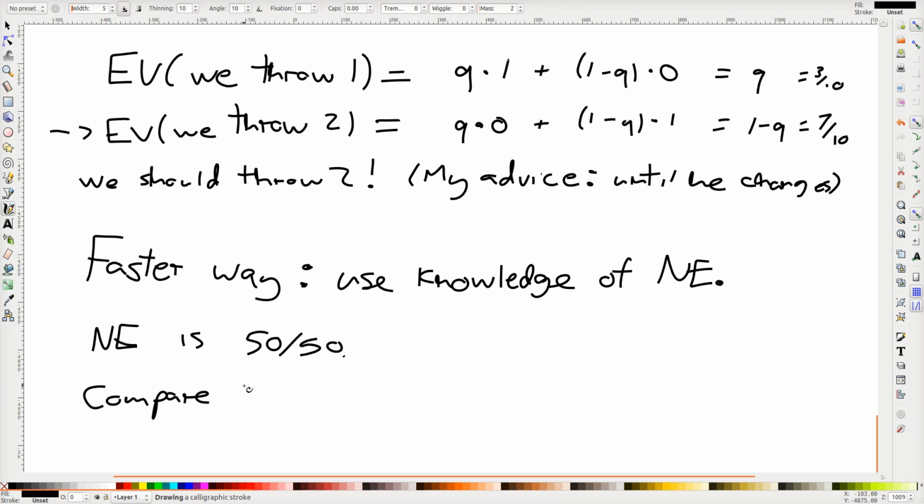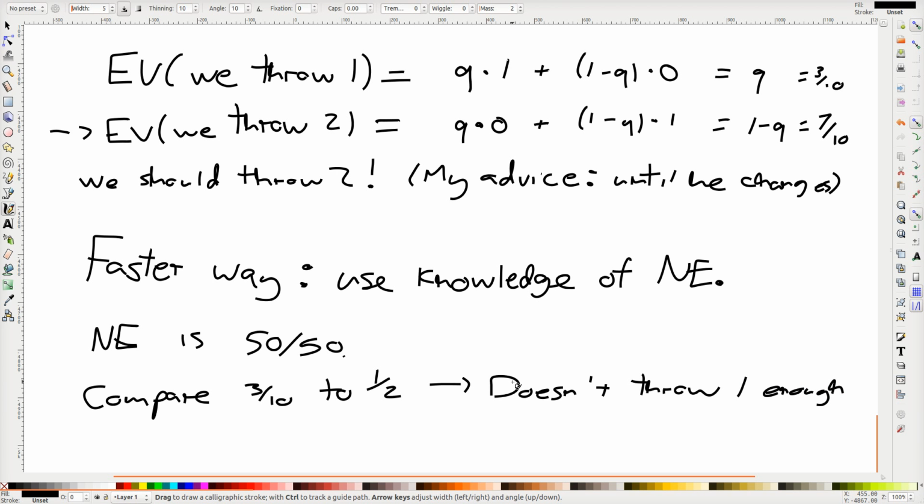So compare 3/10 to 1/2, and you conclude that he doesn't throw one enough. So when I say he doesn't throw one enough, what do I mean? I mean he doesn't throw one enough to make us regret throwing two.